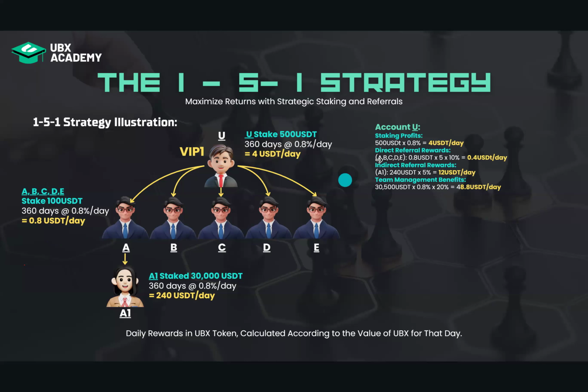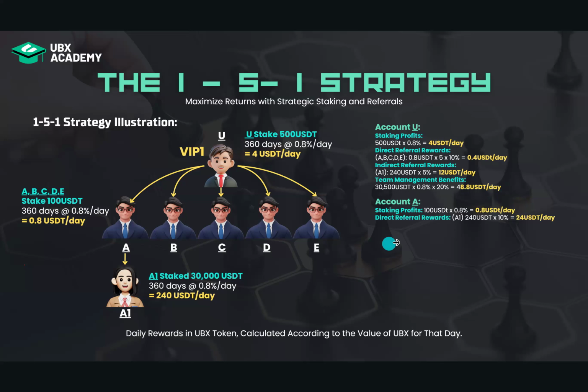So these are the calculations for account U. Your staking profit of 500 USDT times 0.8% is 4 USDT. The direct referral, based on A, B, C, D, E at 0.8: 0.8 USDT times 5 times 10% is 0.4 USDT per day. Your indirect referral rewards, A1 is 240 USDT times 5%, so you will get 12 USDT each day. The team management benefit: total 30,000 times 5 plus 500 gives you 30,500 USDT times 0.8% times 20%. Team management benefit is 20%, so you'll get 48.8 USDT per day.